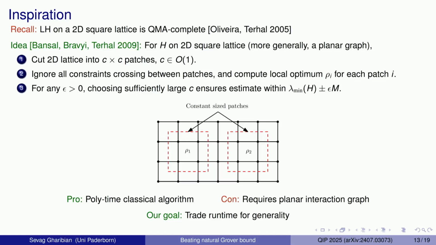But the restriction is the fact that you have to deal with a planar interaction graph. And in our setting, we actually wanted to work for any interaction graph. We want to make no assumptions on the Hamiltonian. Okay, so we're going to trade runtime for generality. So how are we going to do this?